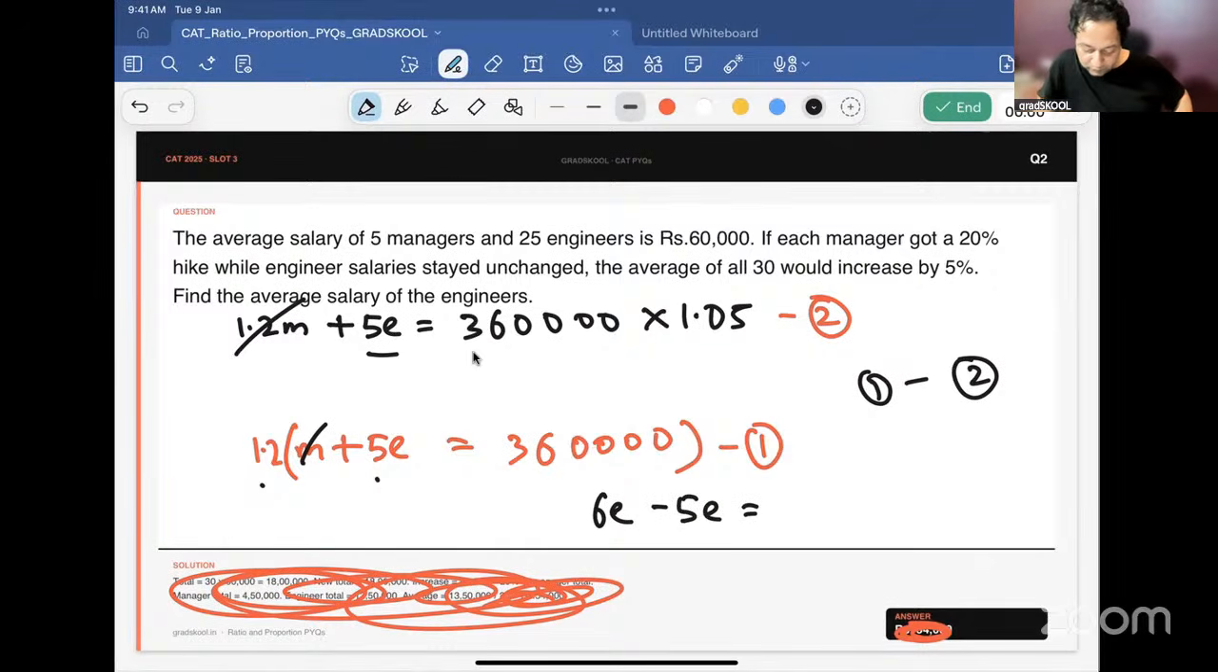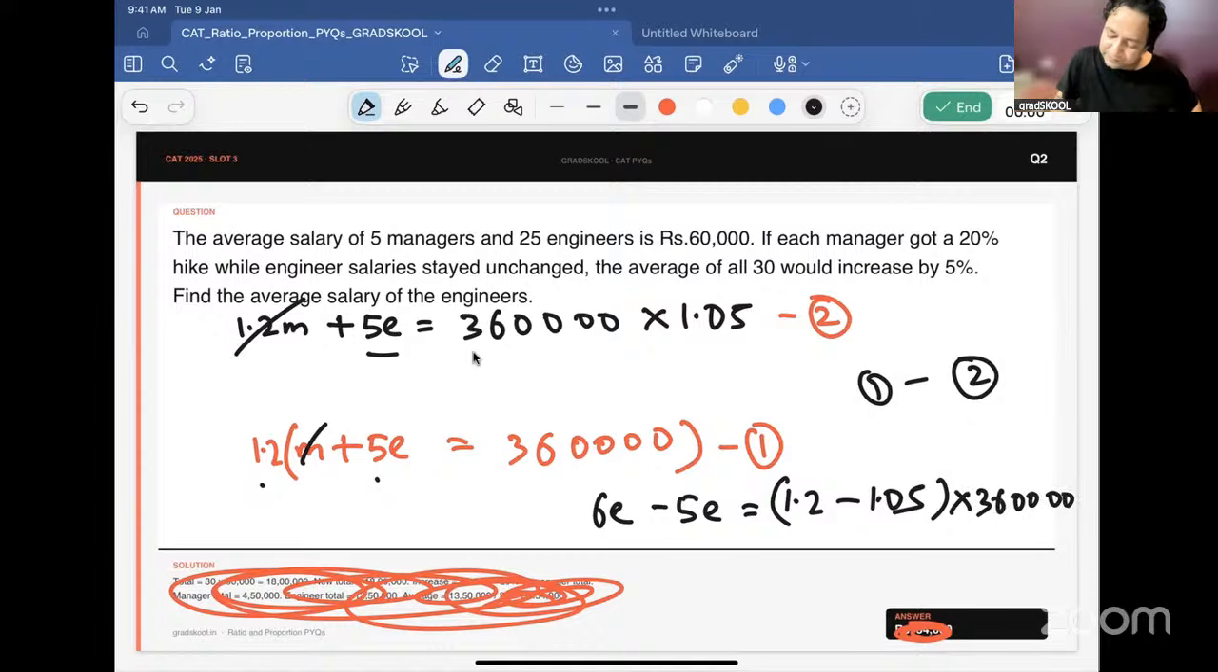Oh, what exactly happened? There is some kind of issue which happened. What's the issue? Okay, there's no issue. 1.2 into 36,000. So 1.2 minus 1.05. There's no issue at all. Multiplied by 36 followed by 4 zeros. And that's all. That's it.